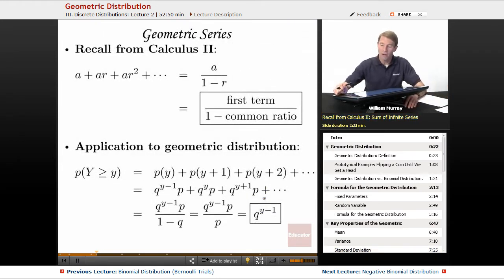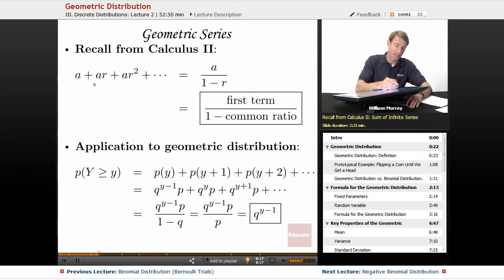Now, there's a very useful fact that I want you to remember from calculus because it comes up a lot when you're doing geometric distribution problems. And that fact is the sum of an infinite geometric series. So let me remind you of the formula for the sum of an infinite geometric series. We covered this in calculus too. If you don't remember this, you might want to go back and review this section of calculus 2 because we use it a lot in probability, the sum of a geometric series.